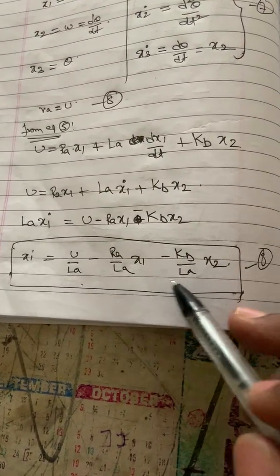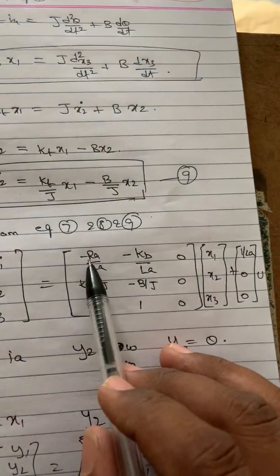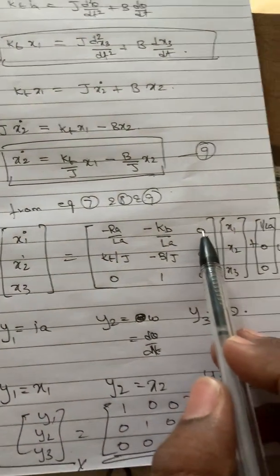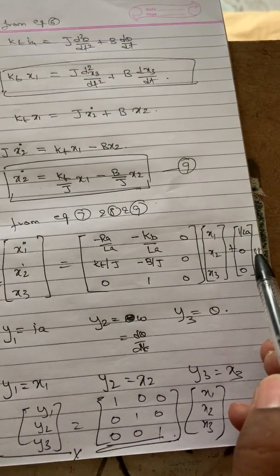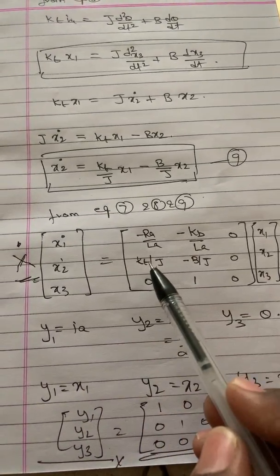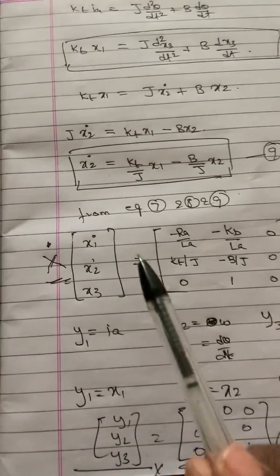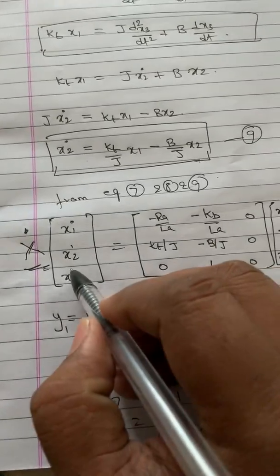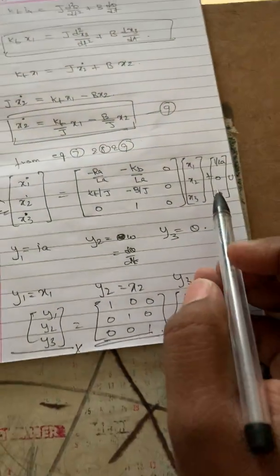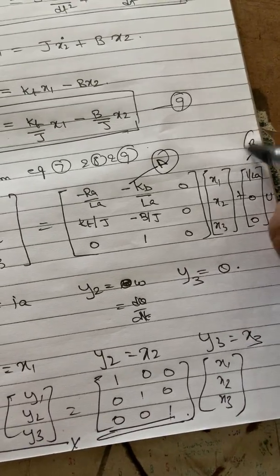Therefore, I am dividing the equation into two parts: one in terms of dynamics and one in terms of inputs. The dynamics is given by the coefficient of x1, which is Ra by La, the coefficient of x2, which is Kb by La, and x3 is 0. And your input, I am separating the inputs here, is 1 by La into this. Similarly, writing x2 dot: Kt by J, minus b by J, 0, and no input term corresponding to x2 dot. Similarly, x3 dot is equal to 0, only x2 and this. So this matrix is your A and this is your B.